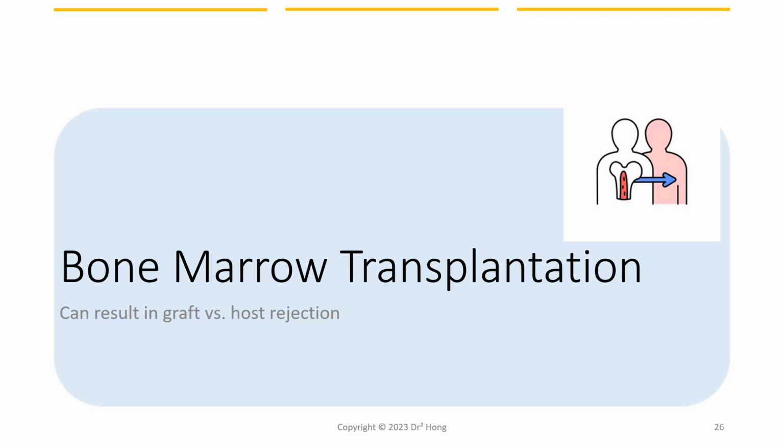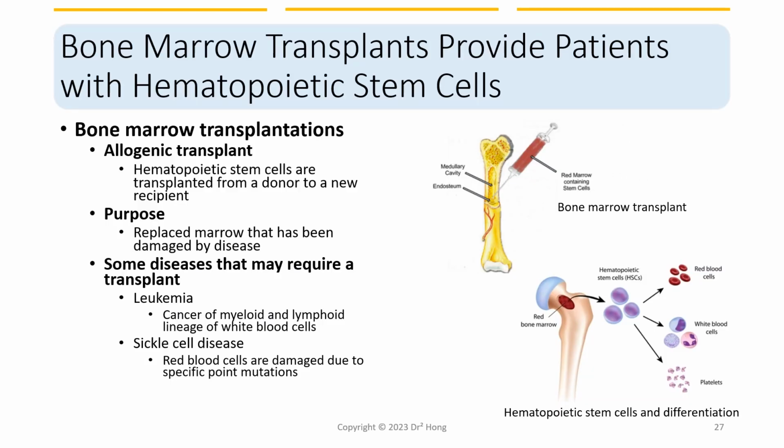After hearing some organs are easier to transplant, bone marrow is just the opposite. It is most sensitive to HLA mismatch during transplantation. Bone marrow transplant is still an allogeneic transplant that provides recipients with hematopoietic stem cells so that the recipient can make brand new blood cells that were diseased before. Some diseases that can be cured with bone marrow transplants are leukemia, which includes cancers affecting myeloid and lymphoid lineages of white blood cells, and sickle cell disease.